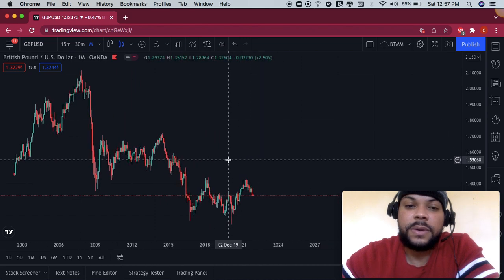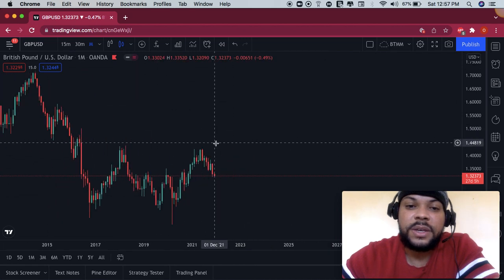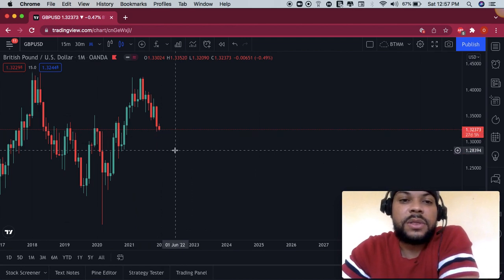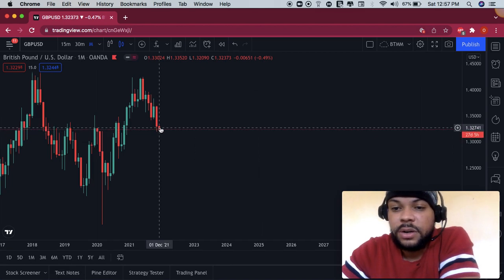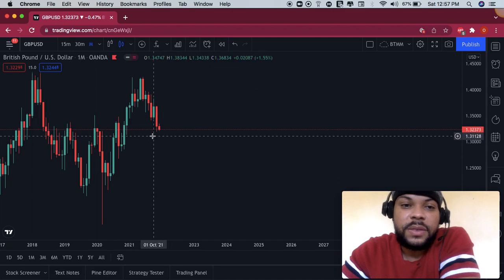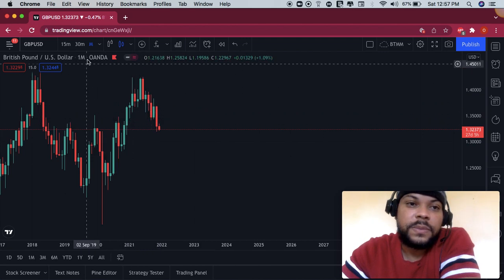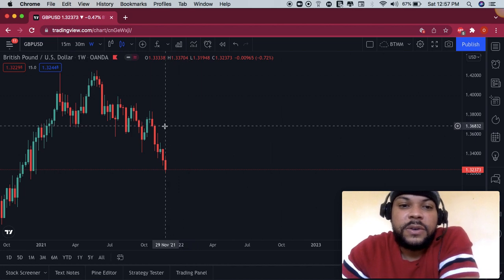Okay, so right here you can see what's happening with regards to GBP USD on the monthly chart. So for example, if we're looking at the monthly chart, each bar represents a month. We're in December now, so this would be the December candle. This one would be November, this one would be October, this one would be September. Okay, let's scale it down to maybe the daily or the weekly. Let's go to weekly. So this was this week and that was the last week.